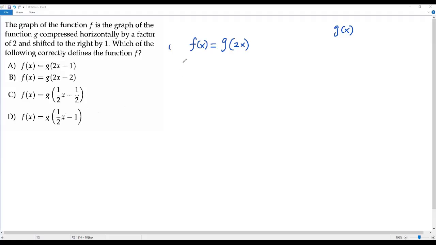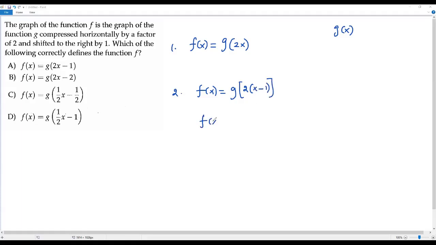Now let me do the second transformation. Let me write it over here. So f of x equals, after the function g is compressed horizontally by a factor of 2, it has to be shifted to the right by 1. When this function is shifted to the right by 1, what I have to do is subtract 1 from this x. You have to notice carefully over here, we have to subtract 1 from this x only, not from 2x. In that case, I'm getting 2 times, when I subtract 1 from this x only, x minus 1.